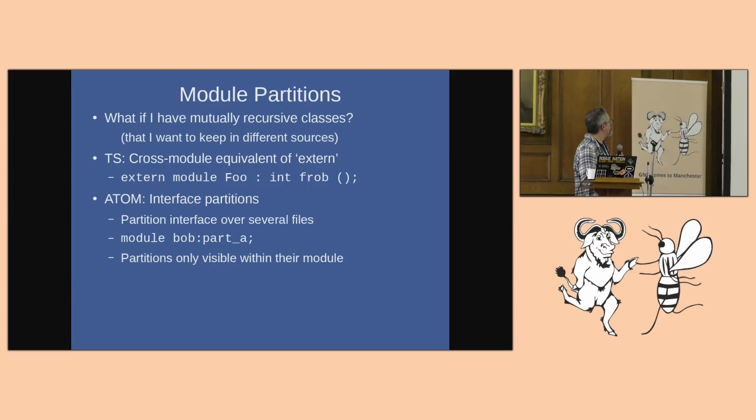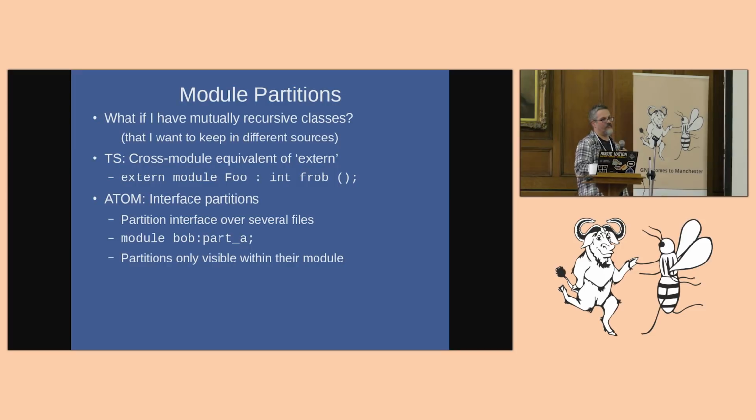What it does is this: you can partition the interface across multiple source files, so there's not one interface. This is a partition that's got a colon to separate it from the main name. This is a partition of module Bob. But these partitions are only visible within module Bob. As you step back from module Bob as a user, you only see the things that the main interface says, oh, these parts of me are now visible. So the granularity disappears when you step away from the module itself.